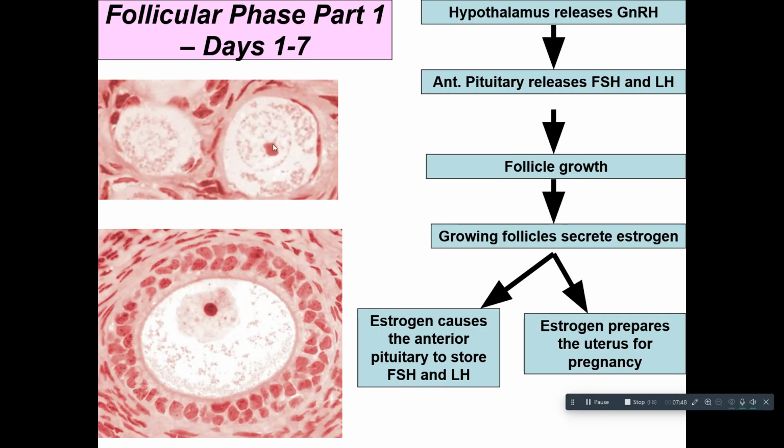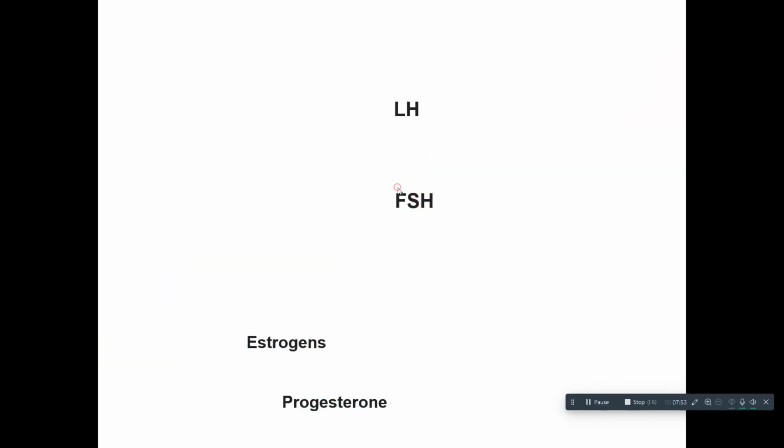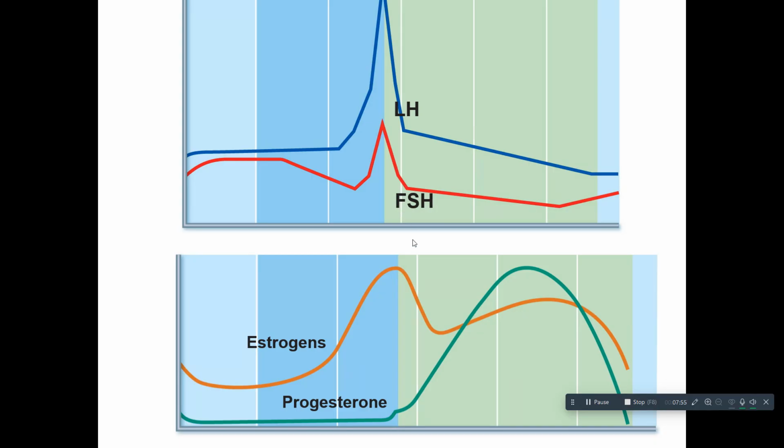And by the way, notice we got a couple primordial follicles here. We got a nice primary follicle right here. All right, so take a look at our graph here. We got our LH and our FSH. We got our estrogens down here. Notice that during the first 7 days or so, FSH and LH start to go up a little bit at first, and they're kind of leveling off. Estrogen has come down from the previous cycle, and it's going to gradually start to climb here.